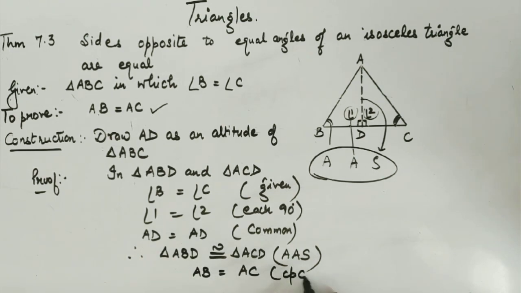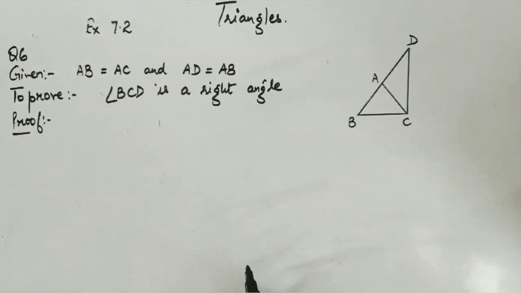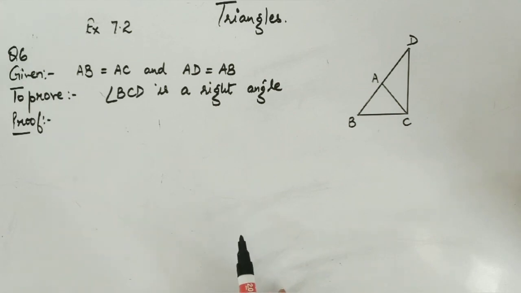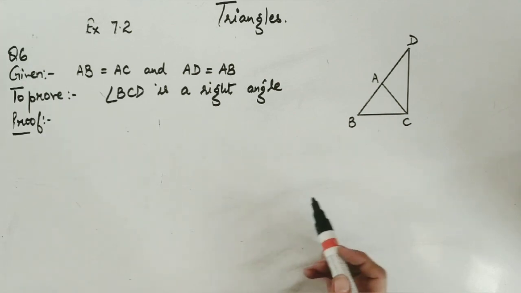This is written by CPCT. I'm sure this must be clear, very simple, very important as well. Now we are going to discuss question number 6 from exercise 7.2, which is based on the application of property of isosceles triangle. Look at this.